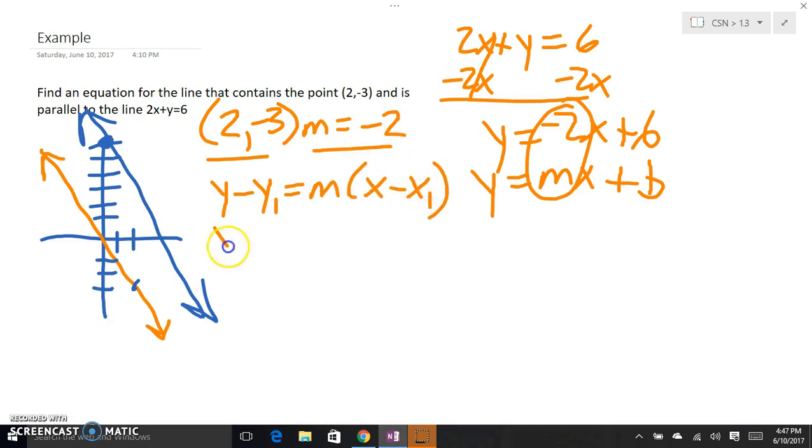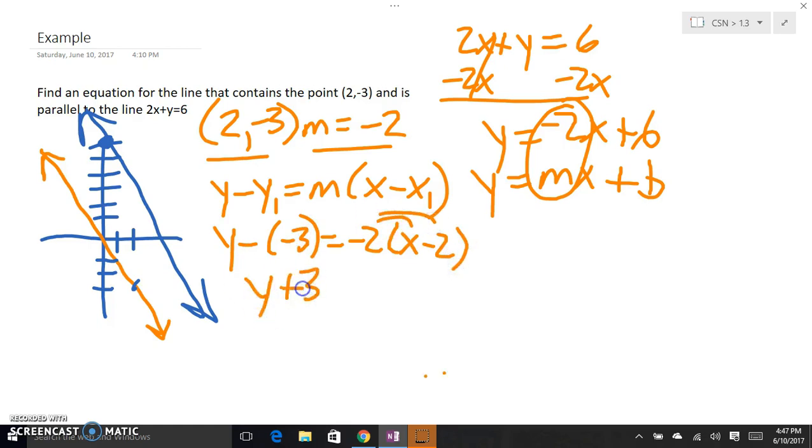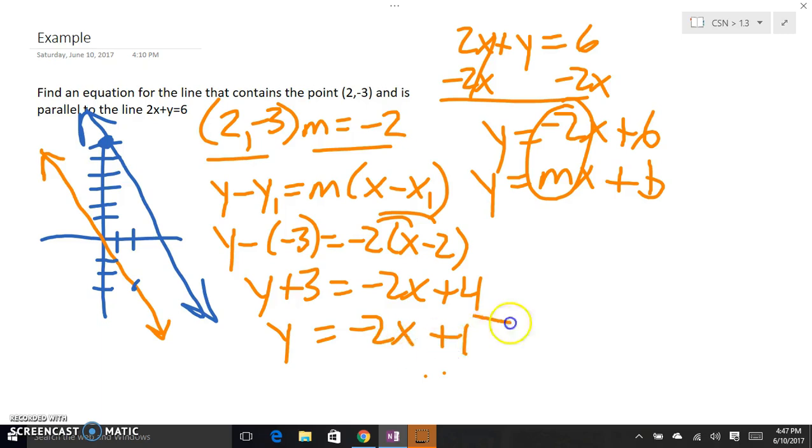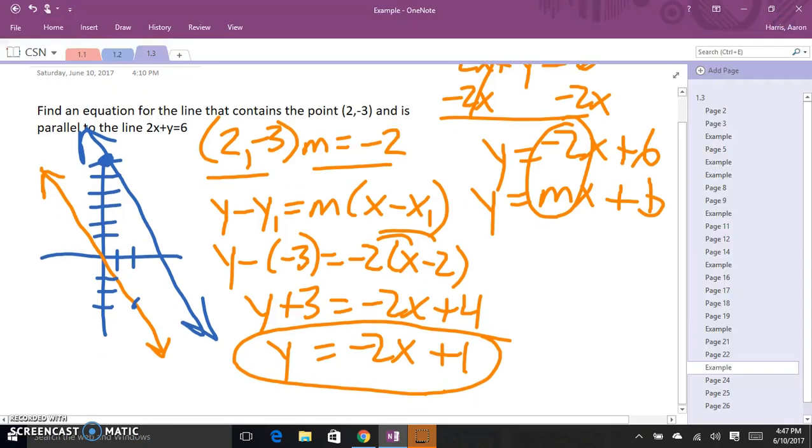I plug in my x1 and my y1 as well as my slope. And I just work this down. Subtract 3 on both sides. Okay, so y equals -2x plus 1 ends up being the equation for this orange line right here, and it is perfectly parallel to 2x plus y equals 6. Okay, so they both have a slope of -2.